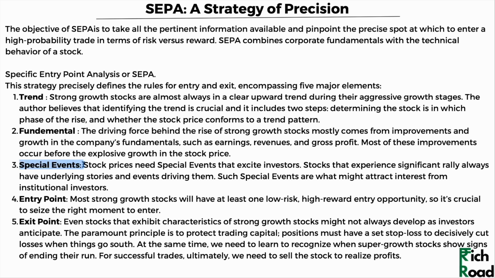Then the third is special events. Now this is very special. He says that stock prices need special events that excite investors. In the book, what he has written is that stocks will experience a significant rally through stories or events. And these are the events which basically interest the institutional investors.